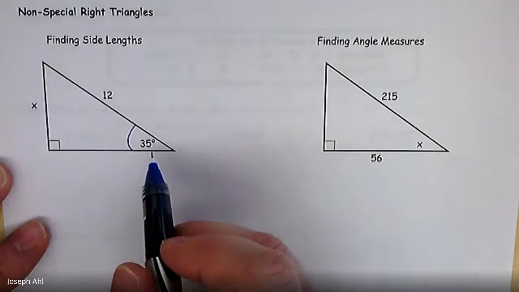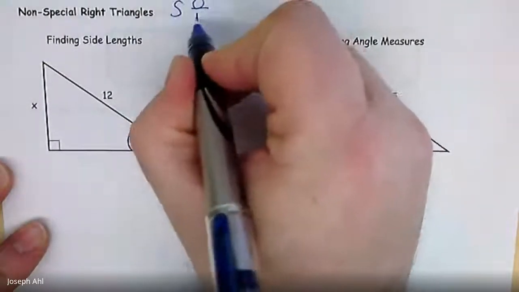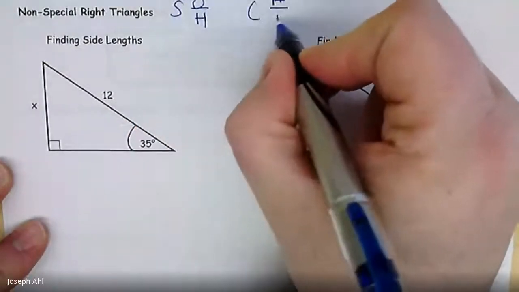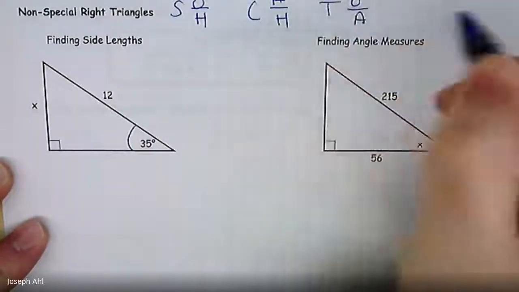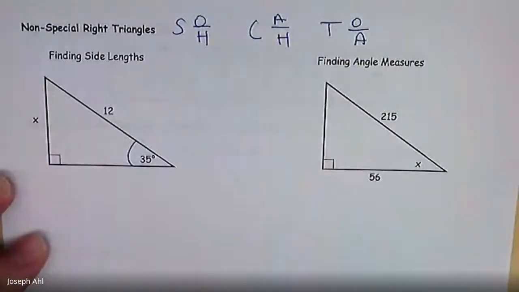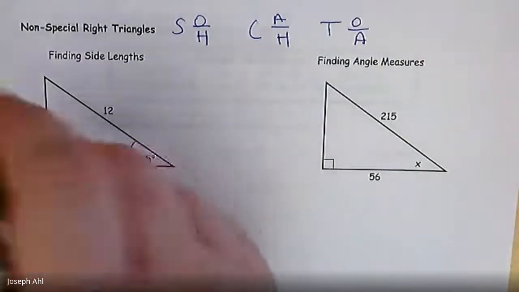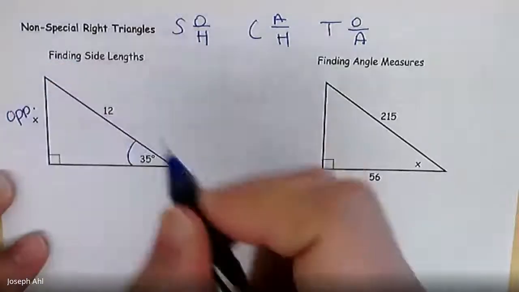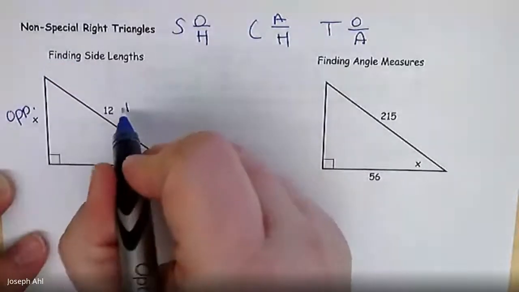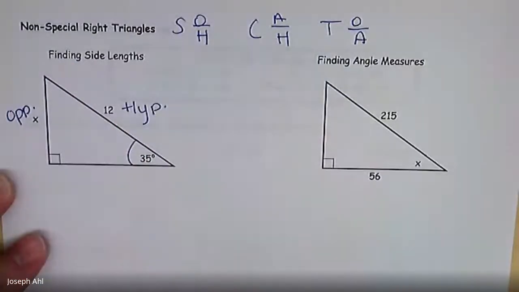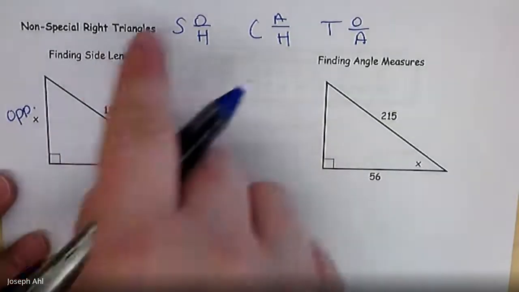If we think about SOHCAHTOA, we want to choose which trig function makes the most sense to set up in order to find the side length labeled as x. So right now, I would label the side with x as the opposite side of the 35 degrees, and the 12 that's given is the hypotenuse. So if we have opposite and hypotenuse, definitely I'm going to be sticking with sine for this example.